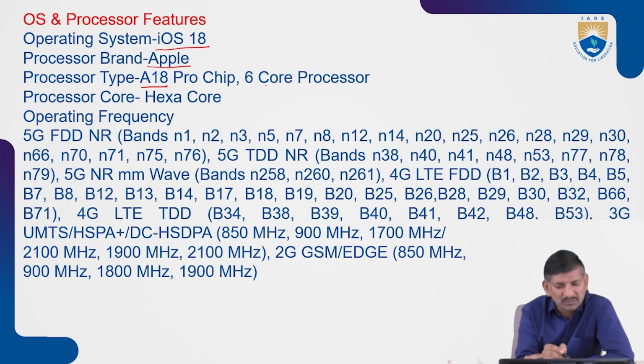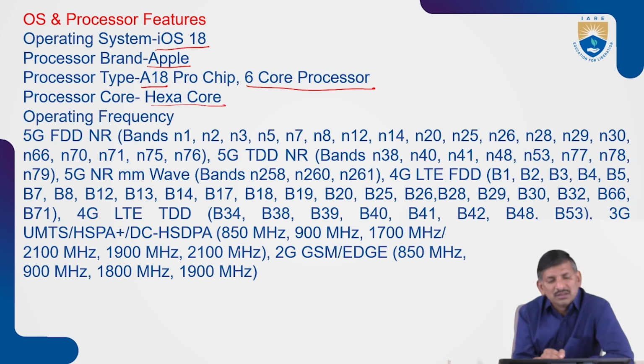A18 Pro chip, 6 core processors. It also contains a hexa-core processor. Its operating frequencies are different at different types of bands. Here, different types of bands are there.